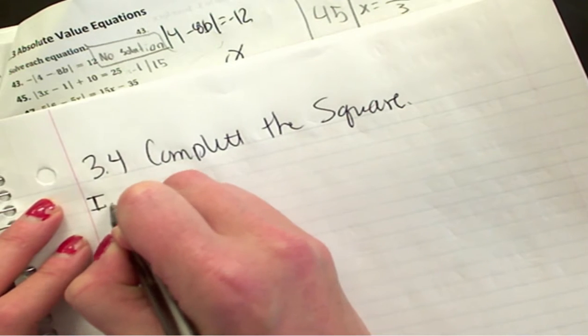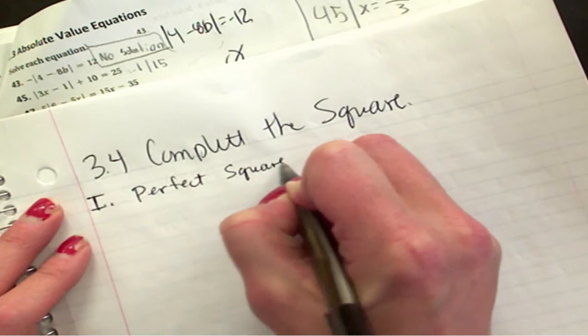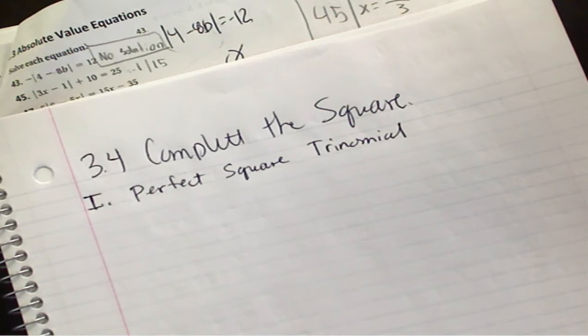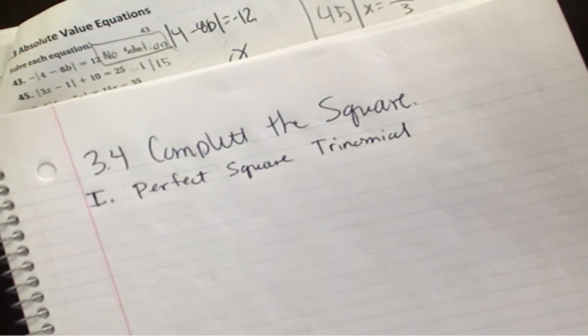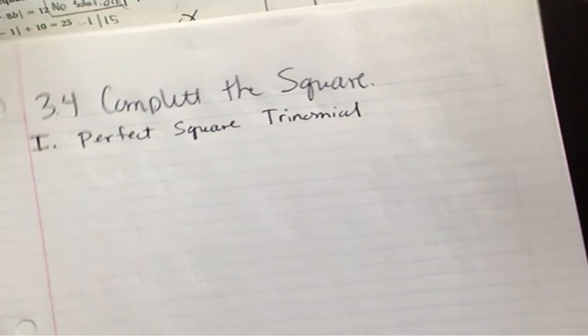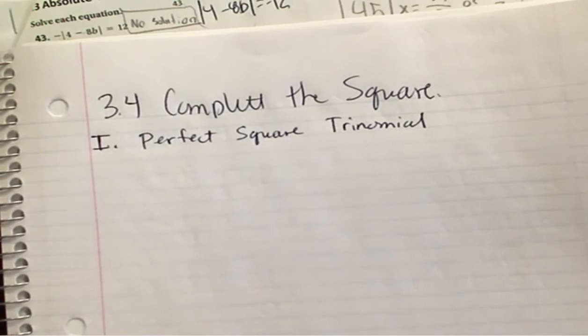Part 1. We're going to talk about what a perfect square trinomial is. Right? 2 parts. And I'm going to give you a couple ways to do a perfect square trinomial. I will give you the formula way. I will also give you the visual, like a graphic organizer for complete the square.